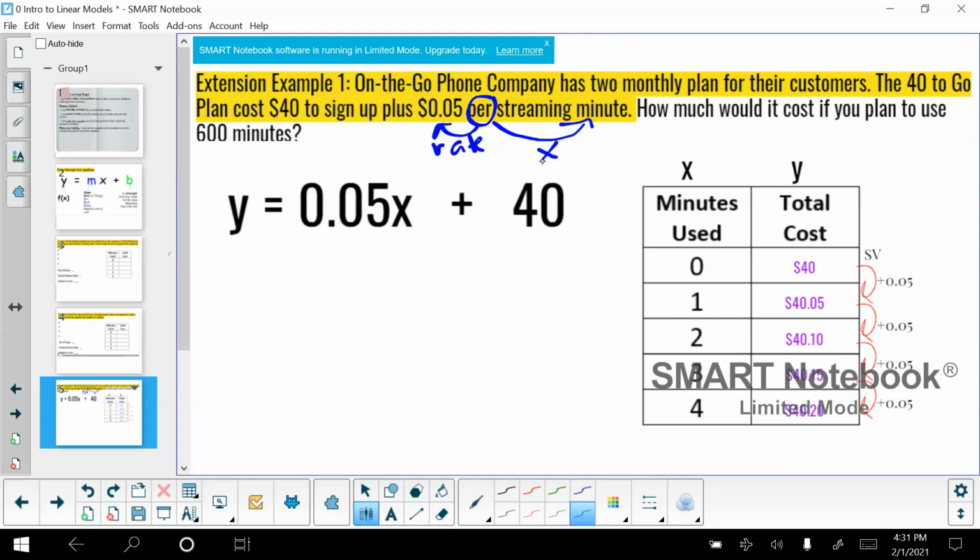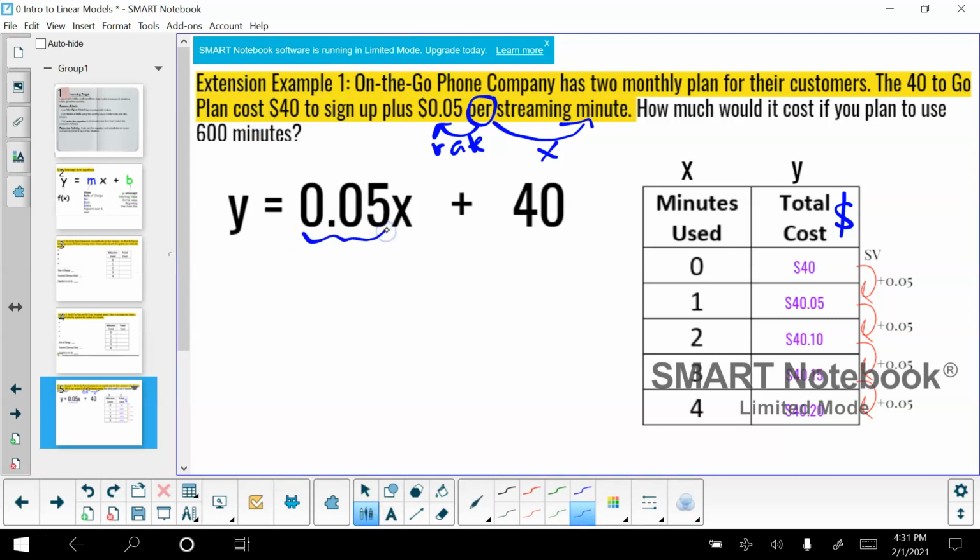That's the X. So that's how we know how to set up our table and that the X values are going to be the minutes used. And then the other thing, if you just look at what the 40 represents, up in here that's $40. So the Y is going to represent the dollars or the cost. So the numbers do help you figure out what the X is representing and what the Y is representing as well.